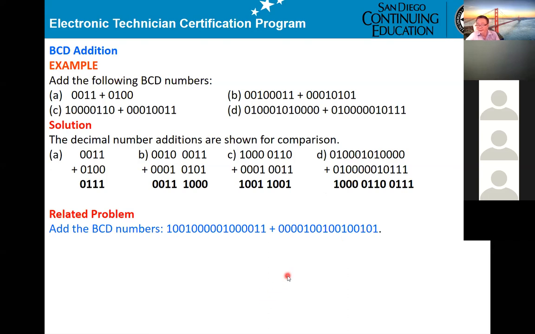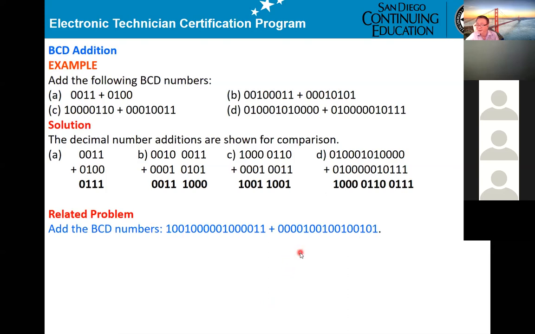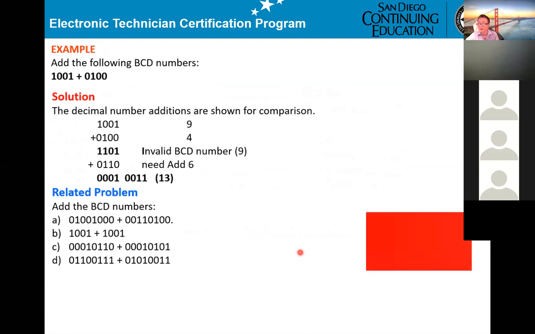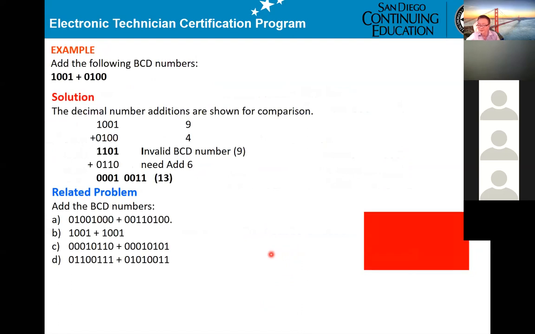Okay? And the related problem, I don't know, I get the answer or not. No. You do it. Now, giving you a little harder. So you're adding 0, 0, 1 to 0, 1, 0. 0, 0, 1 means 9. And you're adding 0, 1, 0 means number 4. The answer will be 13. Right? That's easy to recognize.